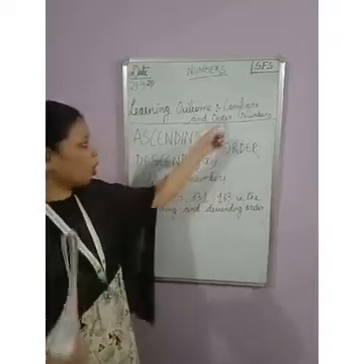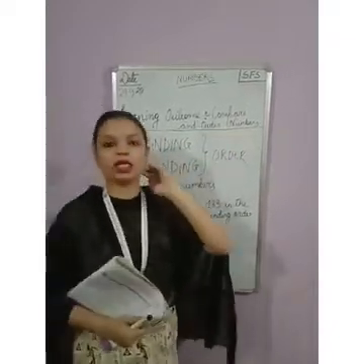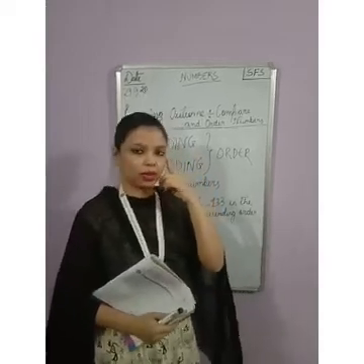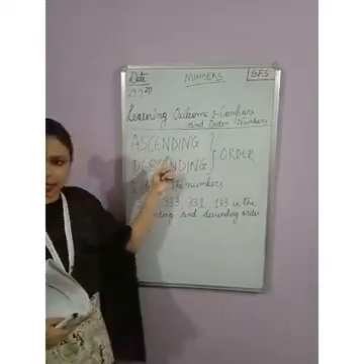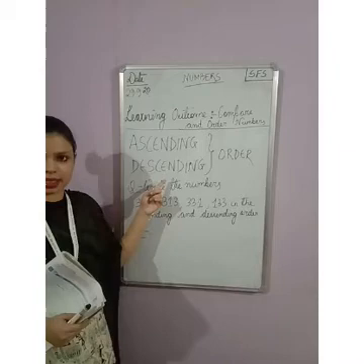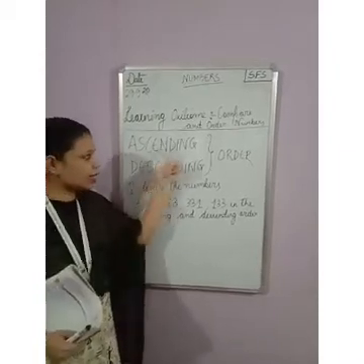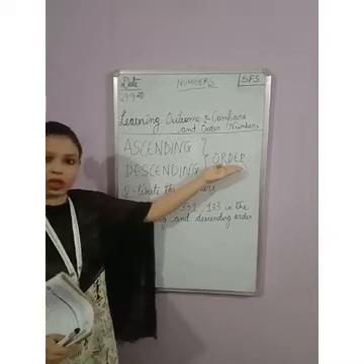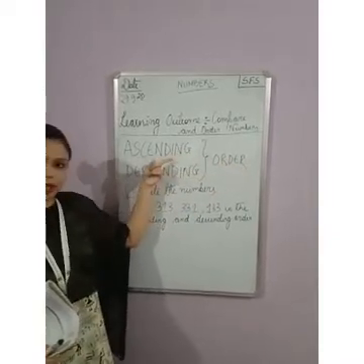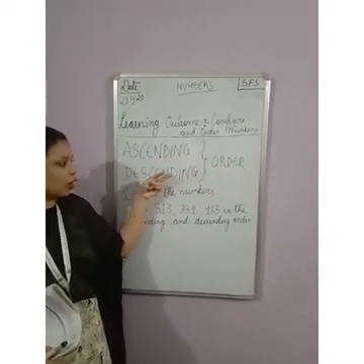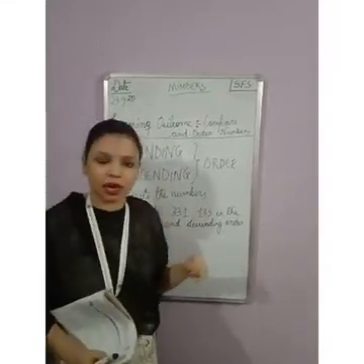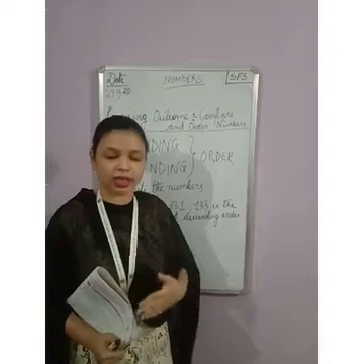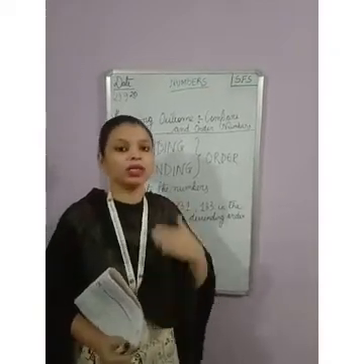Now, order numbers. Okay, so when the word order comes, two things come to our mind. The first is ascending and the second is descending. So we say ascending order and descending order. For the word order, there are two types, ascending order and descending order. So what do you mean by ascending order? Ascending order means arranging the numbers from smaller to bigger.